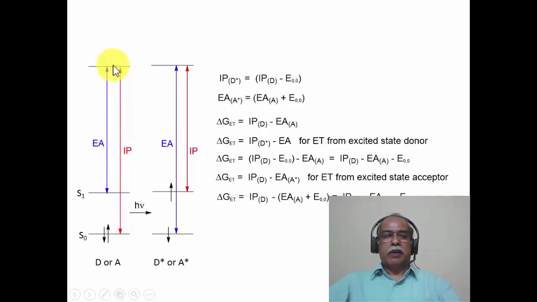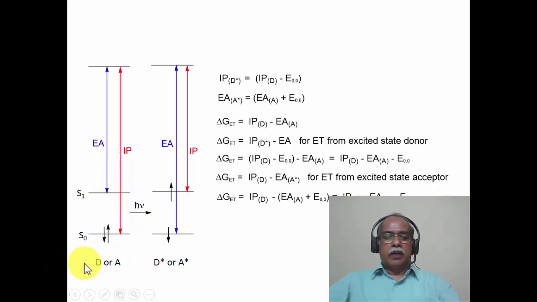Higher the ionization potential, it is difficult to ionize the molecule. Lower ionization potential means it is easier to ionize the molecule. On the other hand, this blue gap that is shown here between the vacuum level and the S1 level is the electron affinity. It is the energy that one needs to put in order to accommodate an electron in the S1 molecular orbital of the donor or acceptor, for example. So this is electron affinity and this is ionization potential.